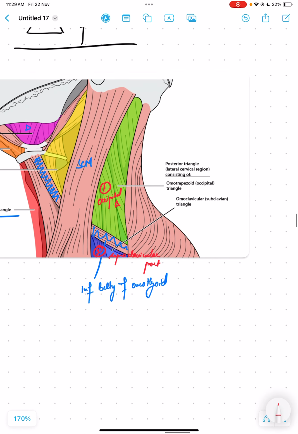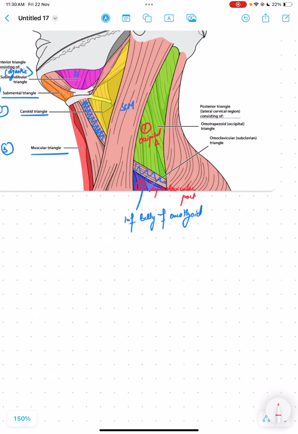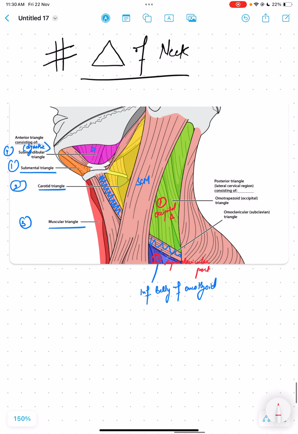You have to remember the names of the anterior and posterior triangles, then only you can study them. The anterior triangles are the submental triangle, digastric triangle, carotid triangle, and the muscular triangle. The posterior triangles are two, the occipital triangle and the supraclavicular triangle, divided with the help of the inferior belly of omohyoid. You can see I have mentioned all the structures that are seen. This one is the anterior belly of omohyoid, this one is the posterior belly of omohyoid.